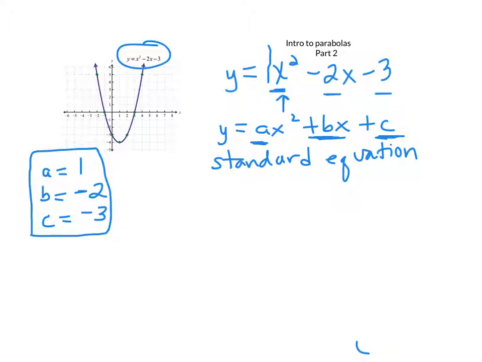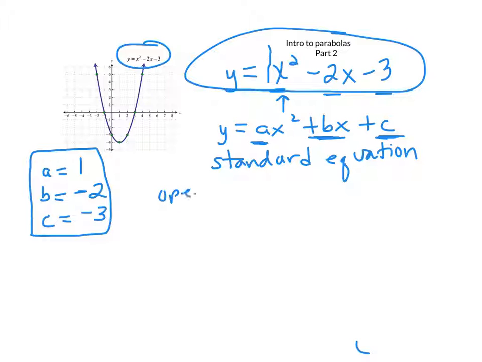I guess the other main thing I want to talk about is when you're looking at an equation, how can you tell without graphing it whether the orientation is up or down? So a parabola that opens up, I call it a smiley face parabola because it looks like a smiley face. A parabola that opens down is a frown face, and it opens down. It kind of has a frown face to it.